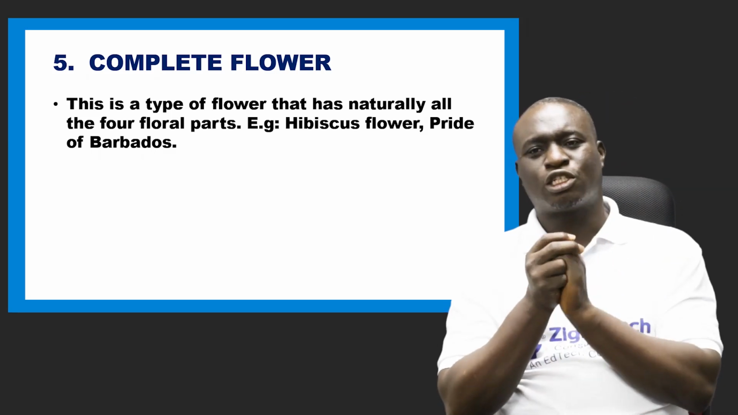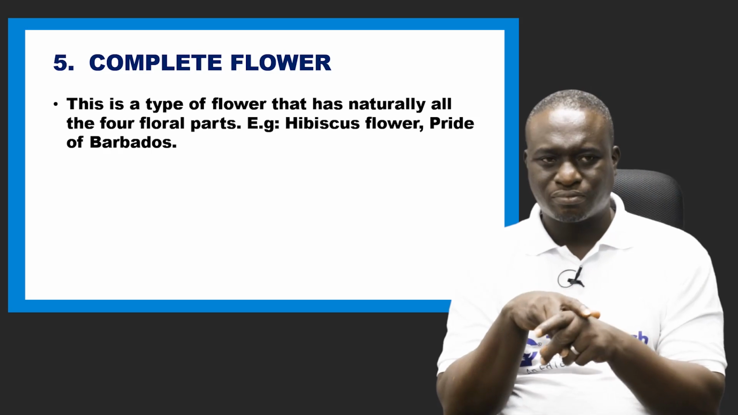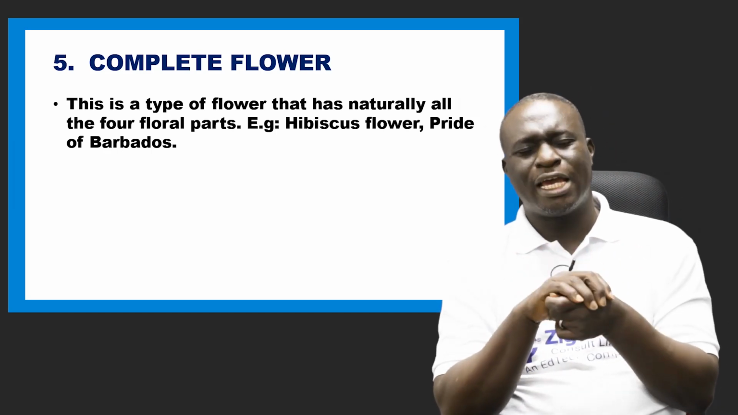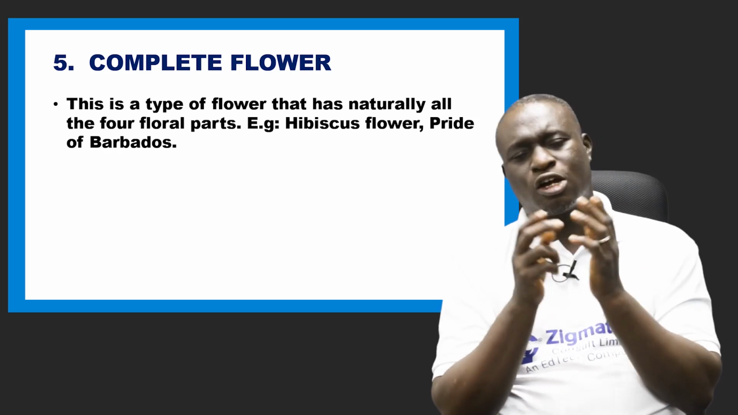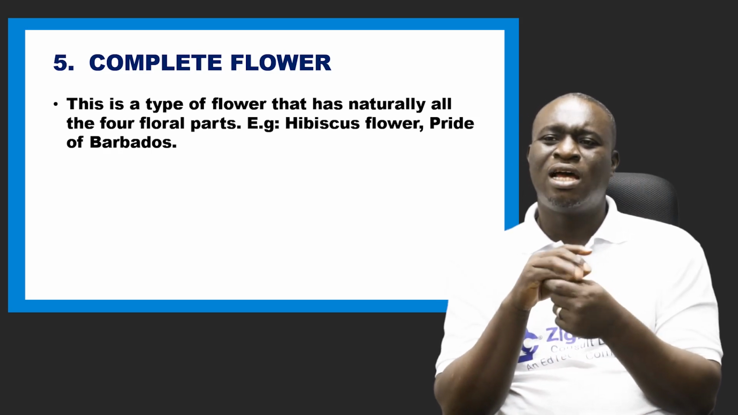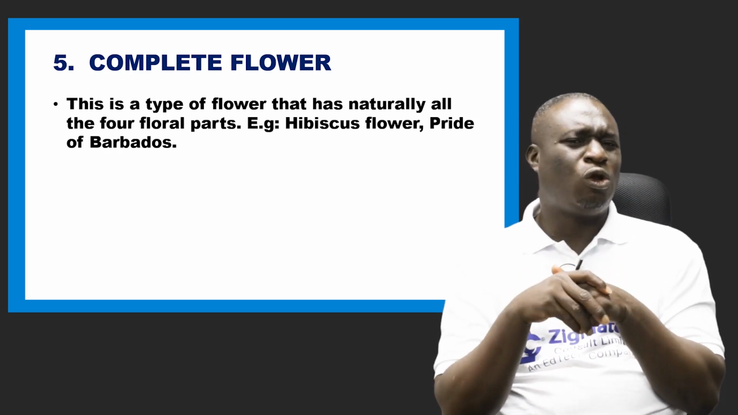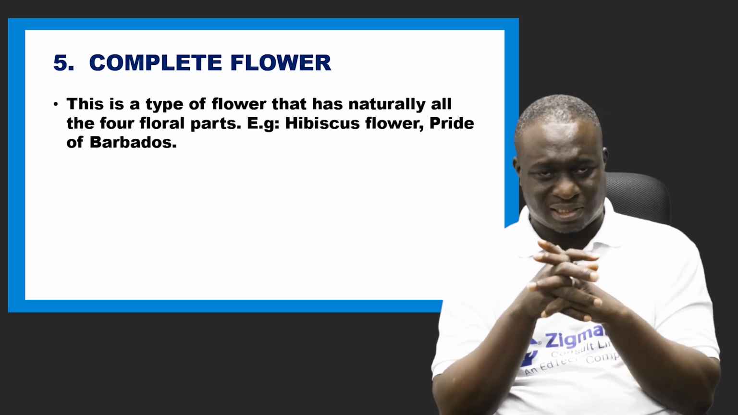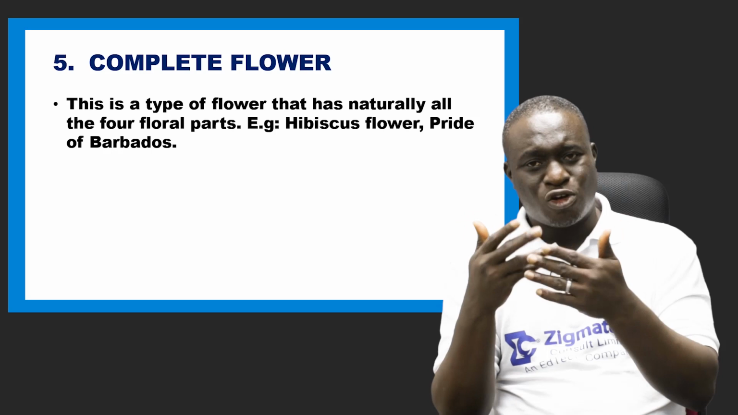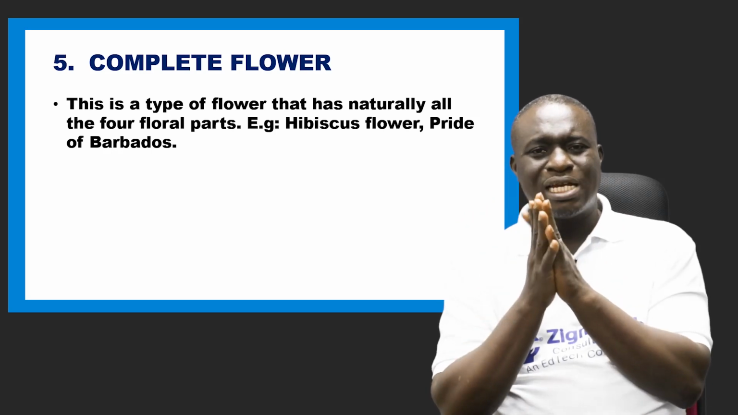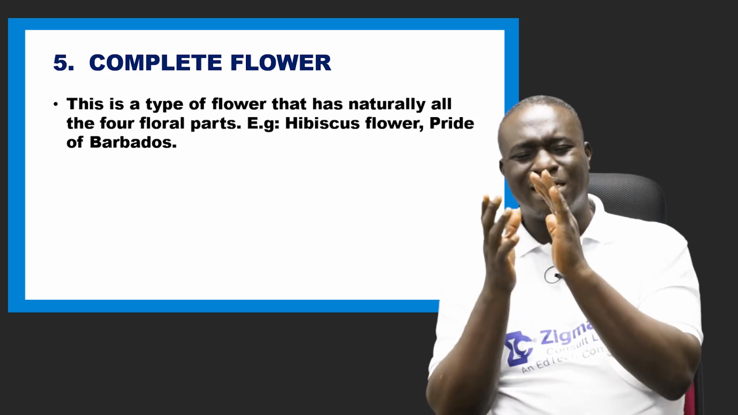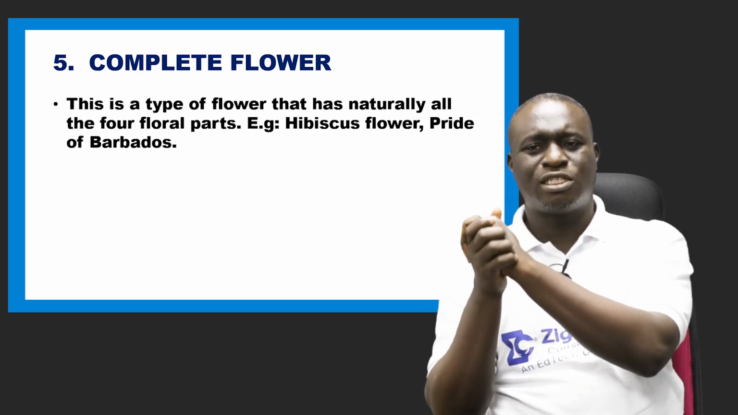Number 5 is the complete flower. What do we call a complete flower? A complete flower is a flower that has naturally all the 4 floral parts. And like I said, in the course of our discussion, we're going to be looking at what we mean by floral parts of a flower, and we'll see how to identify these floral parts.